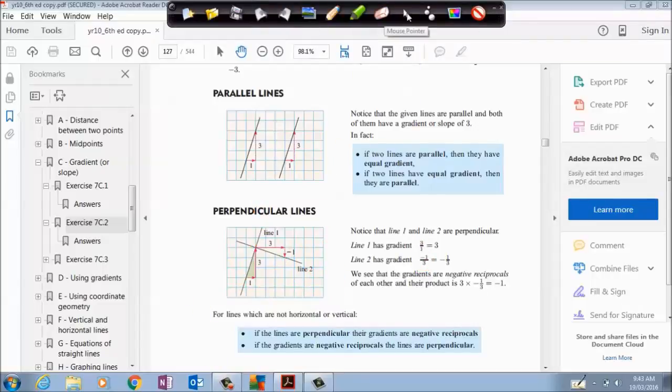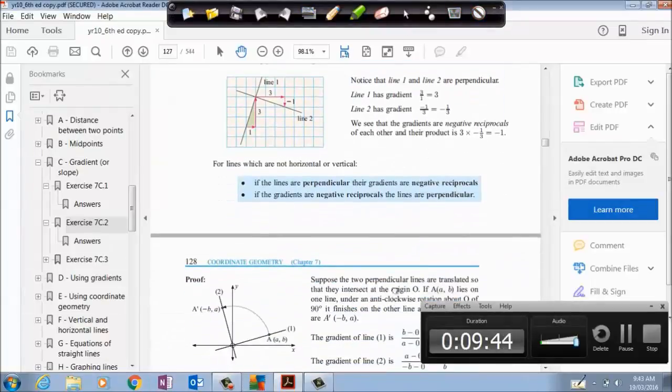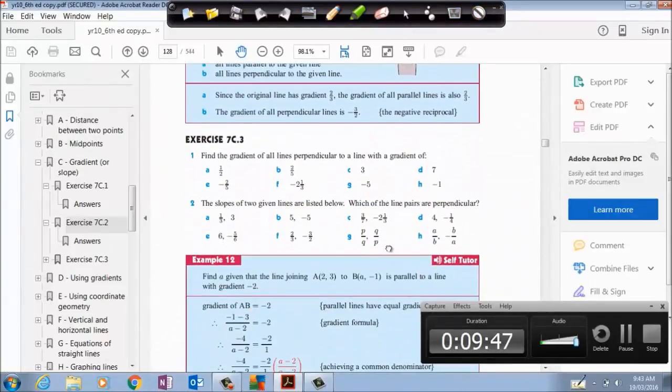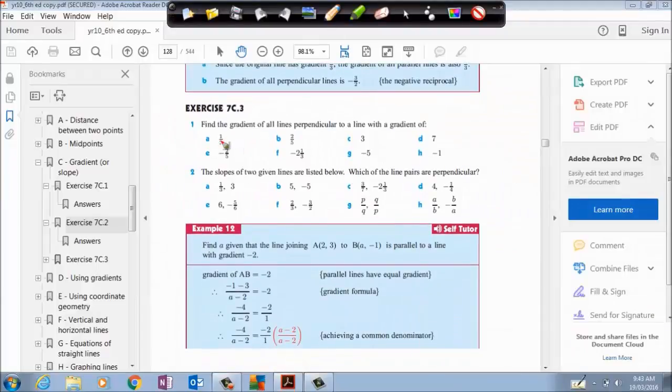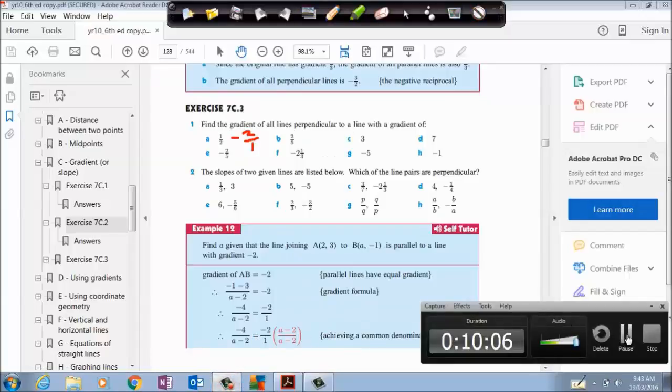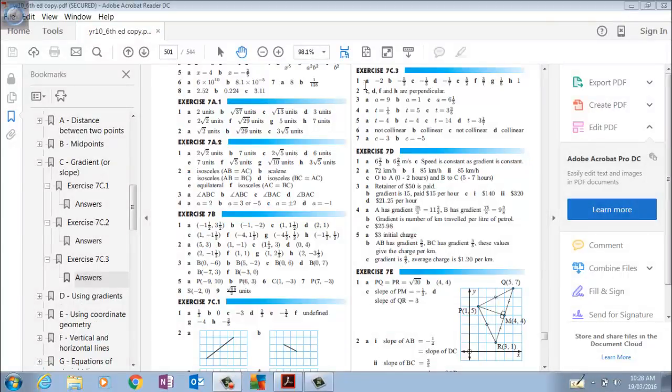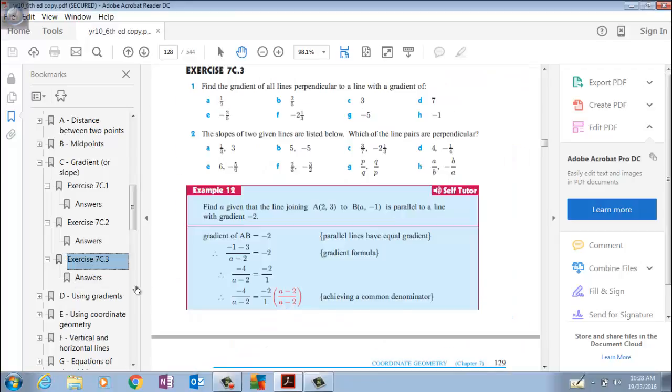We'll see with some numbers. So these are perpendicular. I'll start off a few. So 1 on 2. The perpendicular line would have a slope of 2 on 1 times by a negative, it would be minus 2 on 1. Okay, so I'll pause this. You can pause this and try those. Okay, here are the answers to 7C3. Question 1.